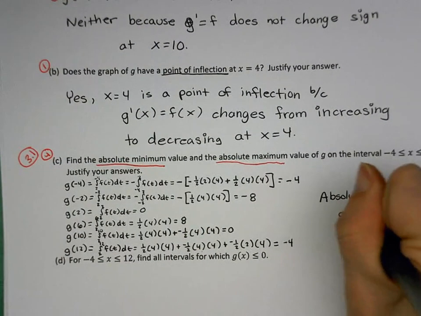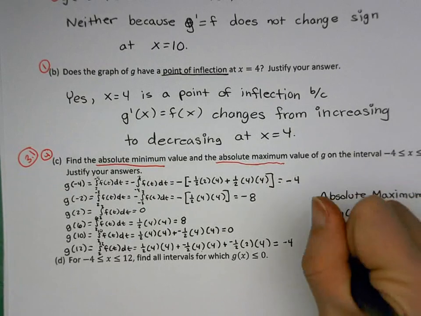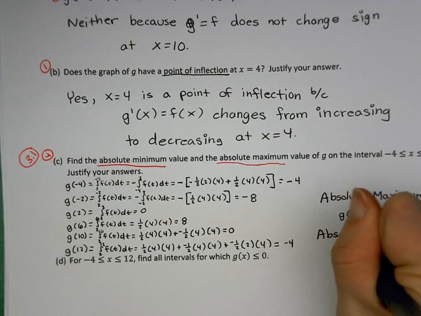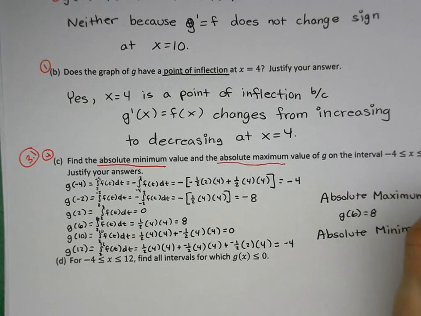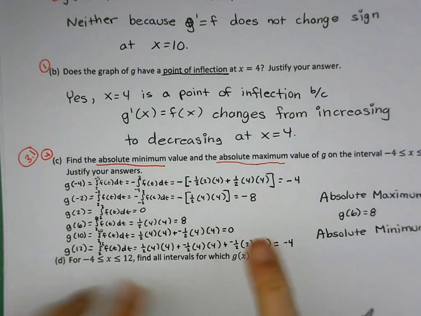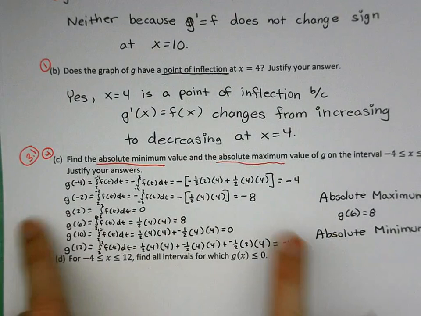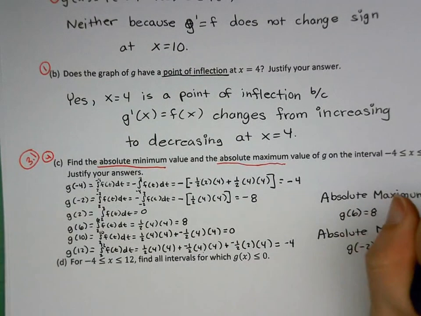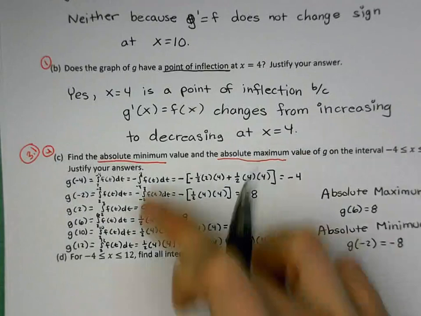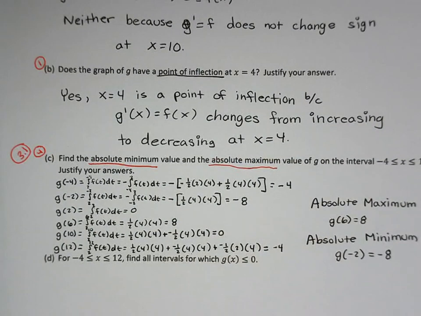And my absolute minimum is, in this case, my smallest value is negative 8, my G of negative 2, which all of that work gets me 2 more points. And it is a lot, so it did take us a long time, but the nice thing is that you've now actually done all of the work you need for letter D.